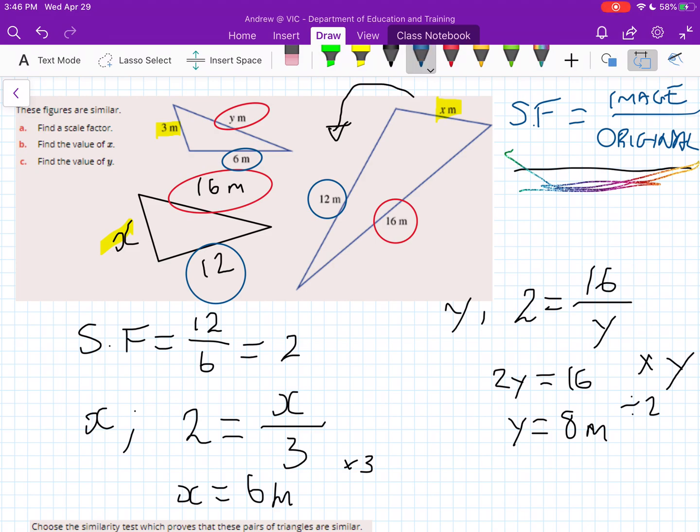You might need to label one the image and the original, okay? Just to make sure that you get your values in the right spot. So just make sure you do that, and hopefully you feel a little bit more confident with finding your scale factors and also finding unknown sides with scale factors.